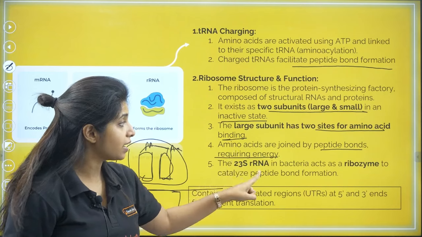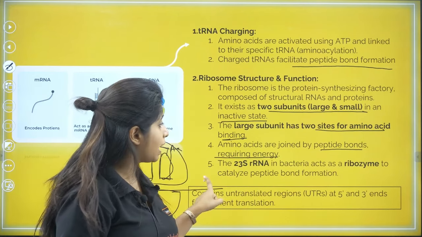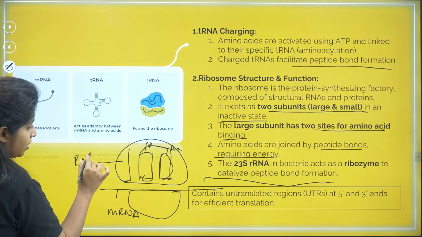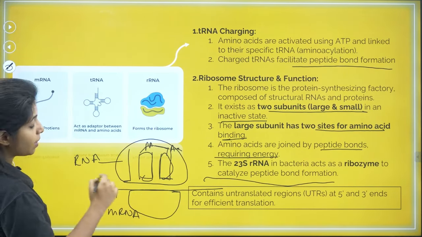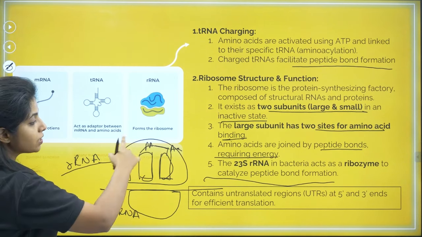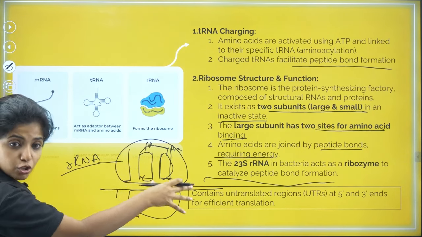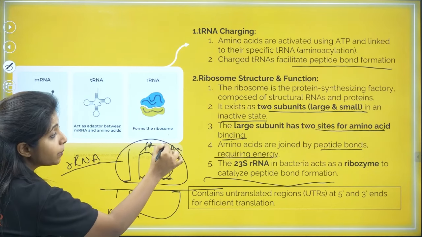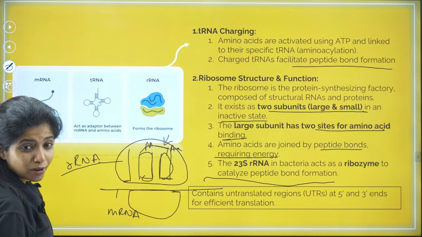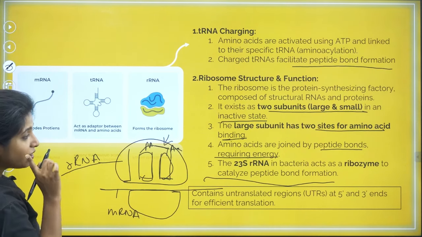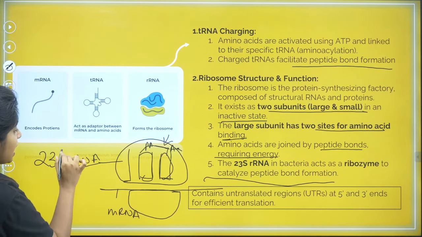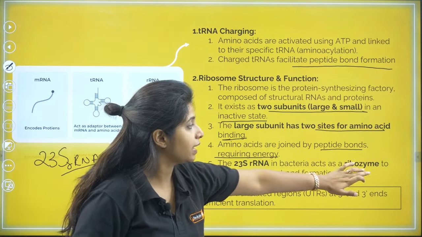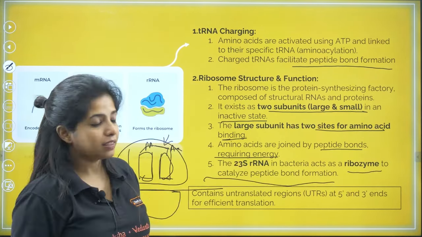The 23S rRNA in bacteria acts as a ribozyme to catalyze peptide bond formation. I told you RNA can act like a catalyst or an enzyme. So, over here rRNA is a component that helps in the formation of ribosomes, and it is also helping in the formation of peptide bonds. In the case of bacteria, you have a name to remember, and that is 23S rRNA. The 23S rRNA in bacteria acts as a ribozyme, that means an enzyme that catalyzes peptide bond formation.